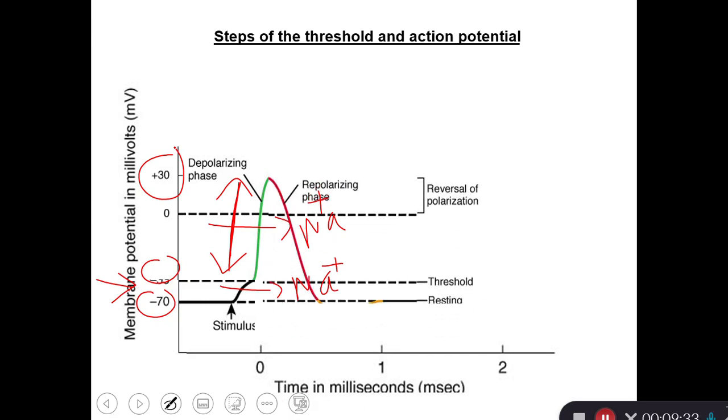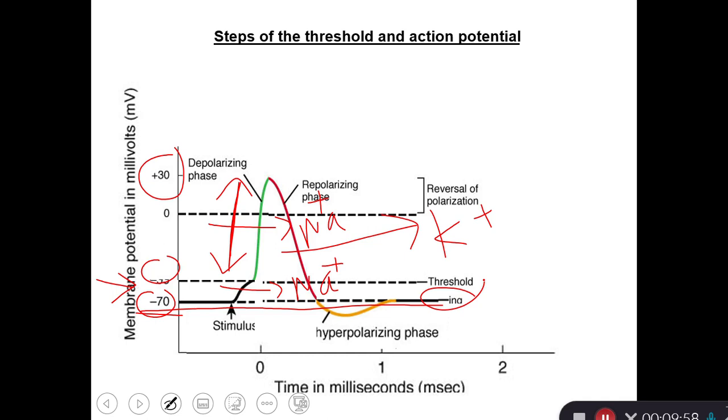So the membrane goes down to the minus 70 millivolt, and this happens due to the activity of voltage-gated potassium channels. So potassium leaves the cell, and the membrane goes negative until it reaches the resting state of minus 70 millivolt. Then we have hyperpolarization, when the membrane goes more negative than minus 70. So maybe here it's minus 90.